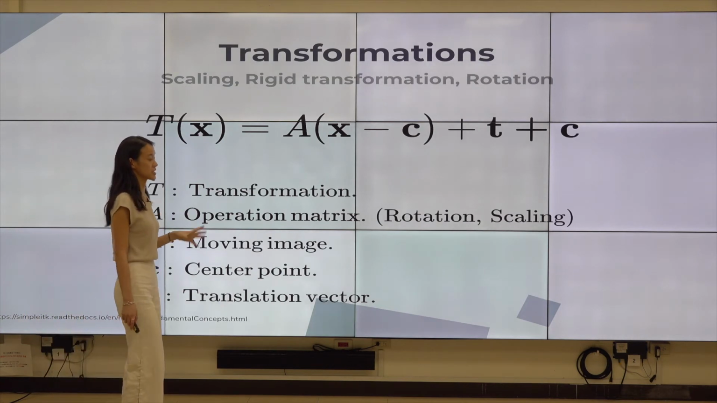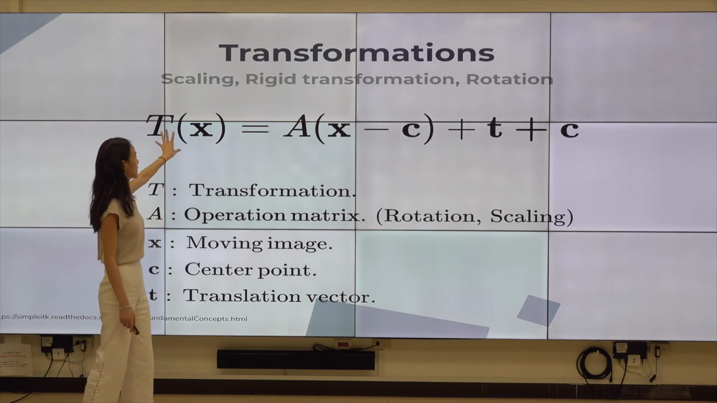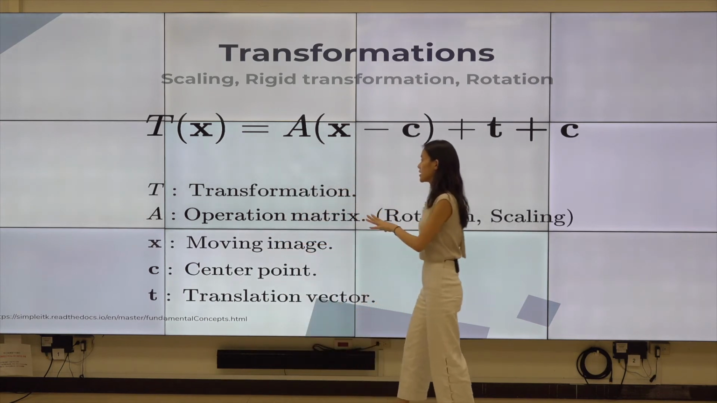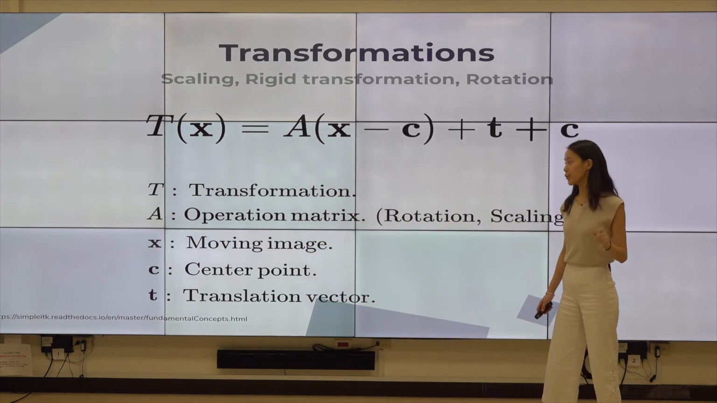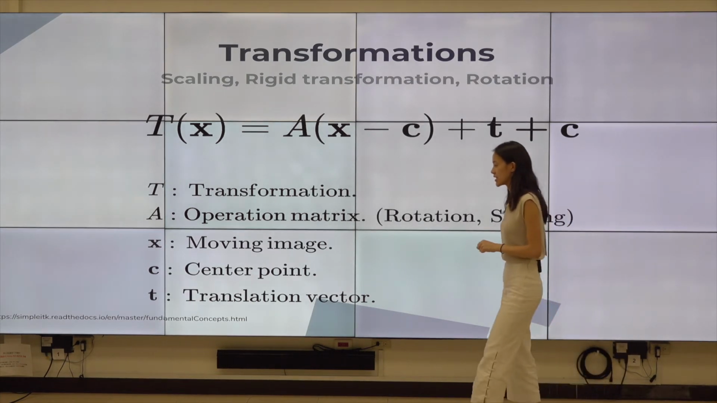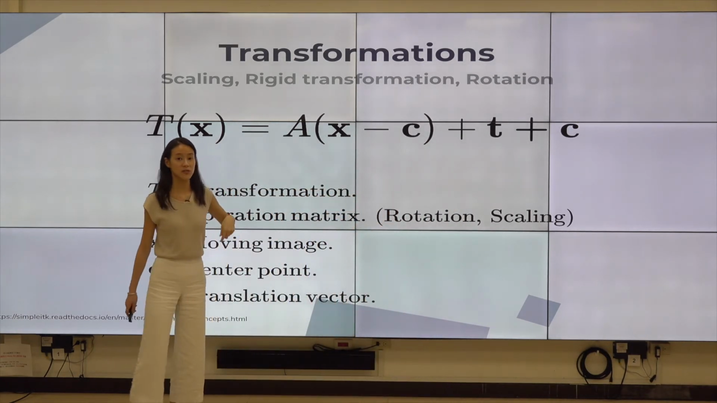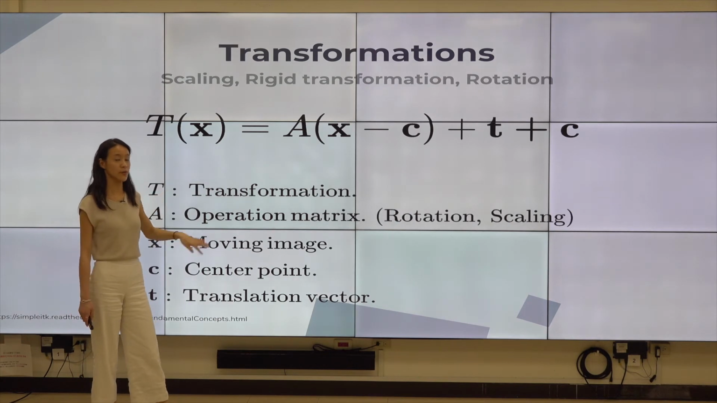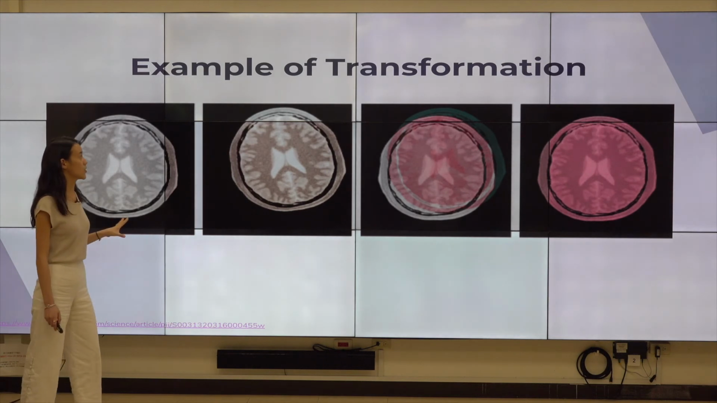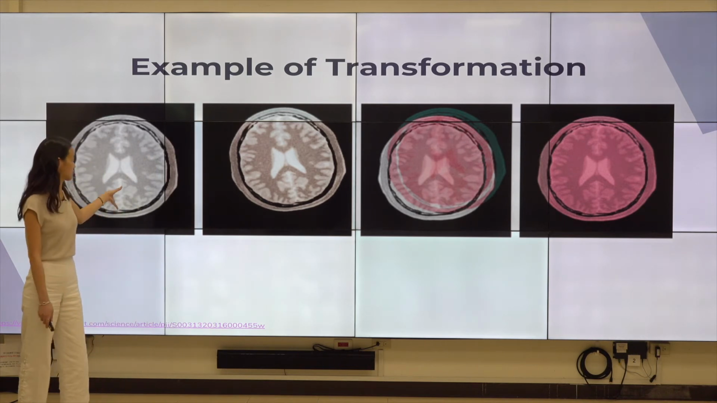So in terms of transformation, this is a mathematical equation. This is the transformation function that we talked about before. As seen here, A is the operation matrix, X is the moving image that we were talking about, C is the center point that we have defined, and T is the translational vector. Using this, we would be able to find that transformation function where we're able to put in our moving image in order to get our registered image. And an example of transformation, as I would like to talk about again, is: imagine we had this image at the beginning.